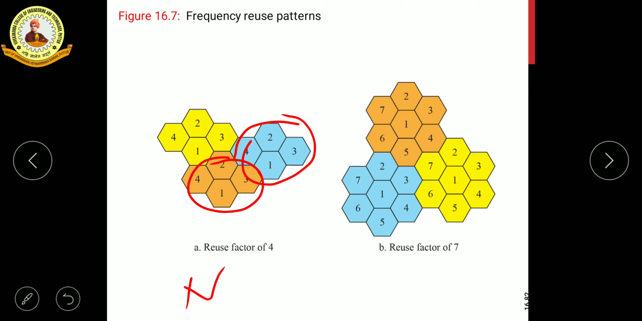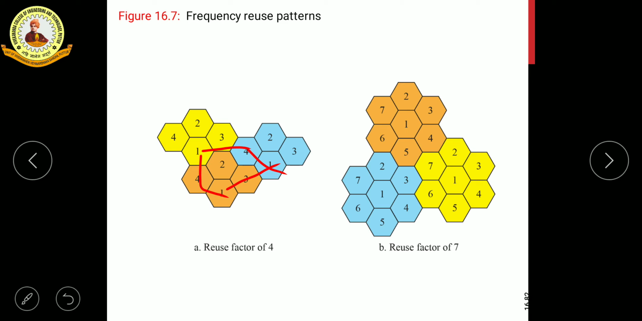Can you tell me, are they neighboring cells? No. There are 3 cells in between. Between this 1 and this one we have 2 or 4 here, then between this one and this one we have again 4 here. So the neighboring cells do not have the same frequency. Our task is to assign frequencies in such a way that neighboring cells do not have the same frequency. Here we have done that.